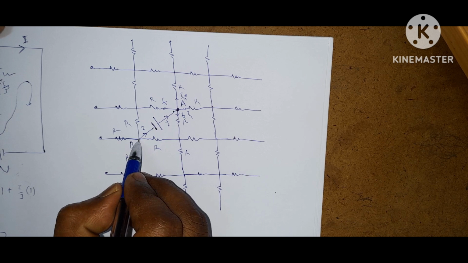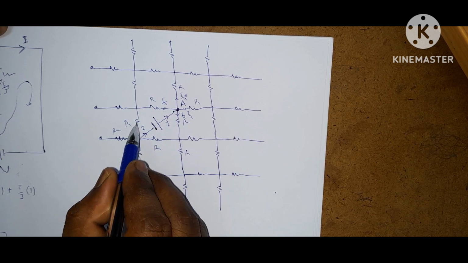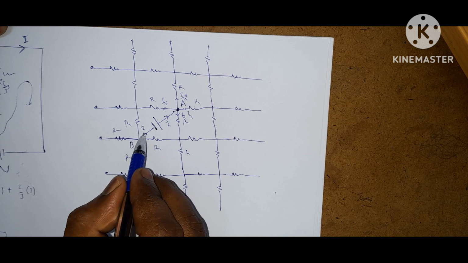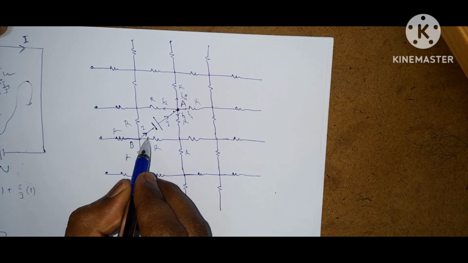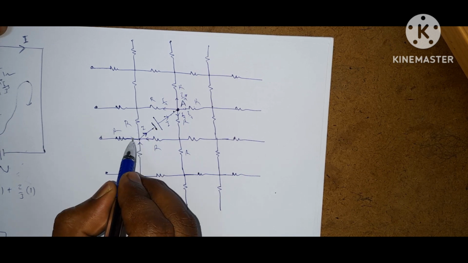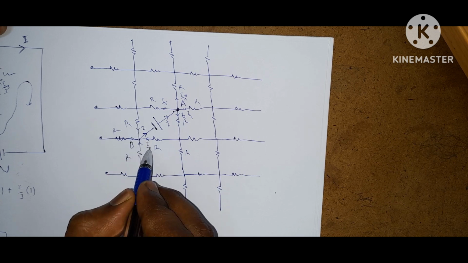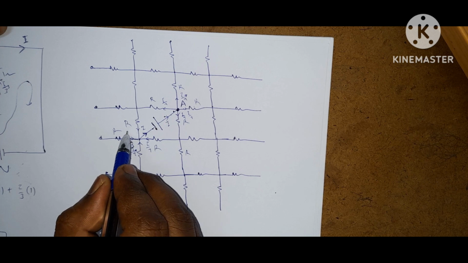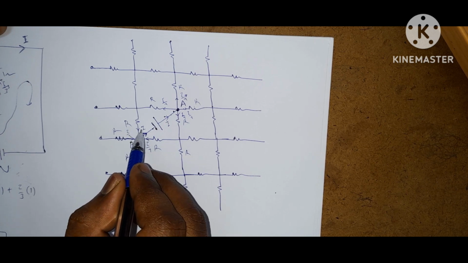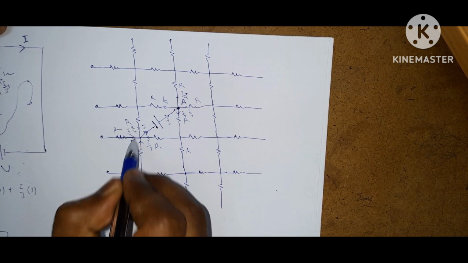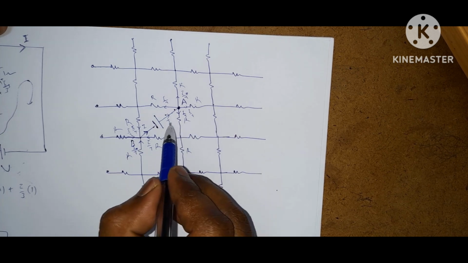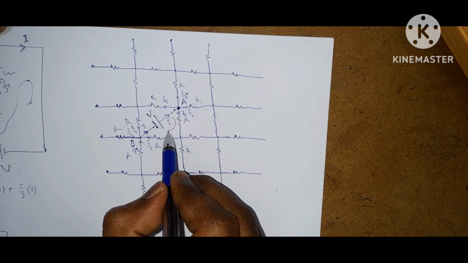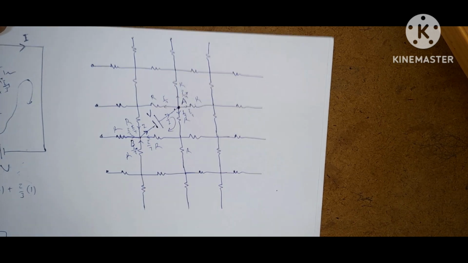Coming to this node, here we have four paths. Again here we have four paths. So current must enter this node from all paths. So this is I by 4, and this is I by 4, and this is I by 4, and this is I by 4. If you observe this, this is the voltage source. Apply KVL for this loop.